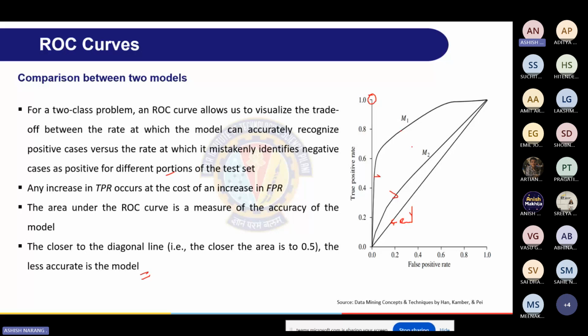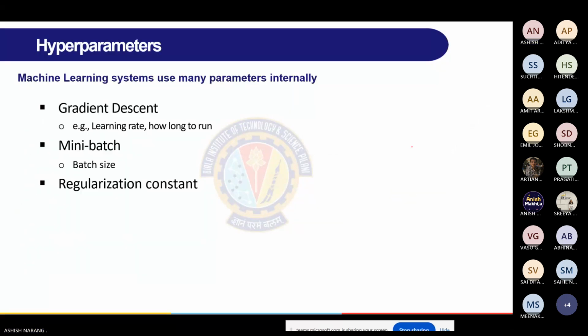I'm moving ahead to another thing, hyperparameters. This term might have been introduced in your lab sessions, right? But it is just one aspect that we are going to cover here, and it will come in more detail as I move to regression, which I'll probably touch upon today a little bit. What is gradient descent? What is mini batch? What is regularization constant and all, right?